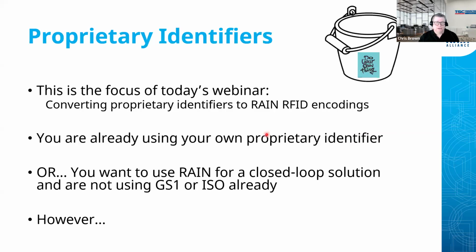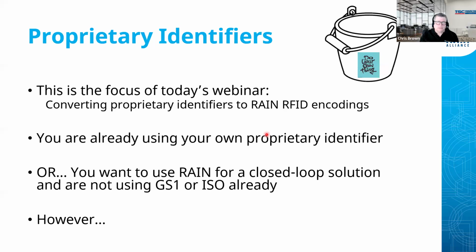Now let's get into the proprietary identifier. So I'm not using GS1 already, and I'm not using ISO already. This is the focus of today's webinar. How do I convert these proprietary identifiers into RAIN encodings? So if you're already using a proprietary identifier, this is the route to go.